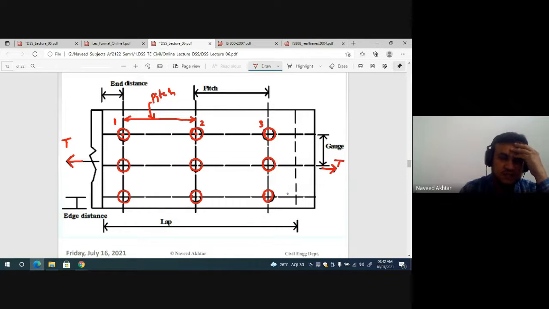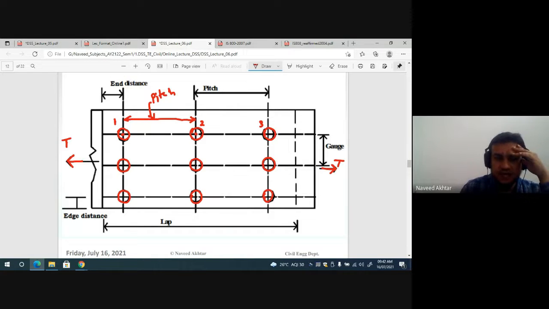So what is the pitch distance? Pitch distance is the distance between consecutive bolt holes in the direction of stress, or in the direction of load you can say. Generally, in the direction of stress, that terminology is good.